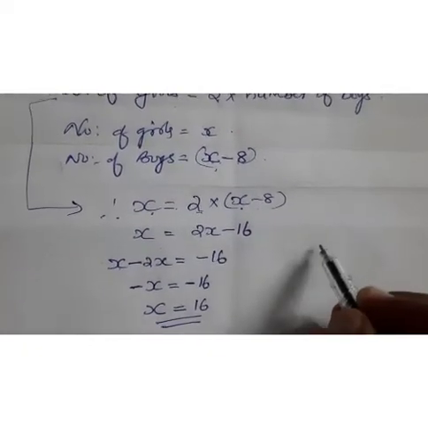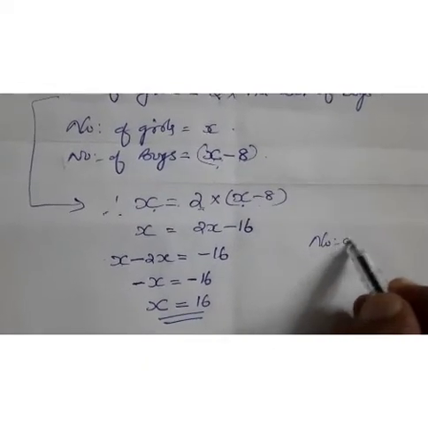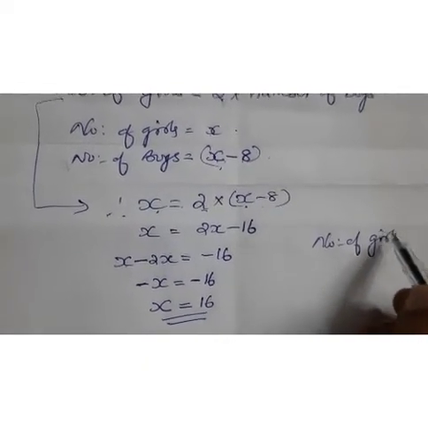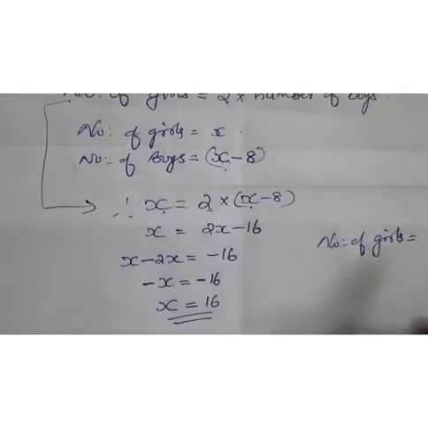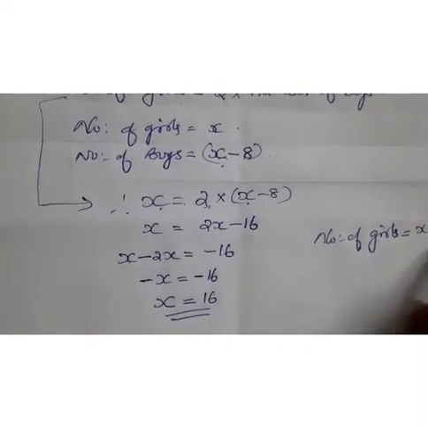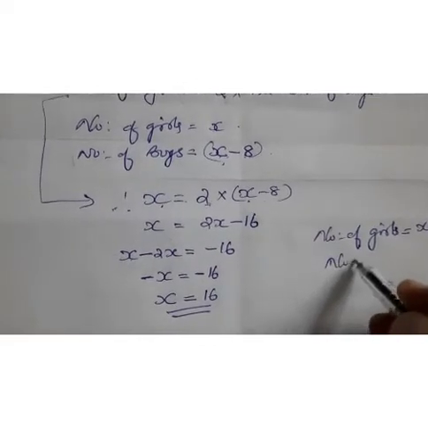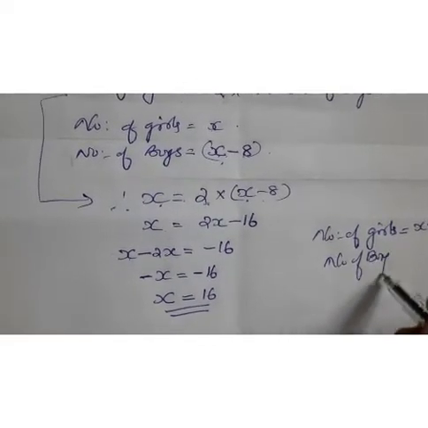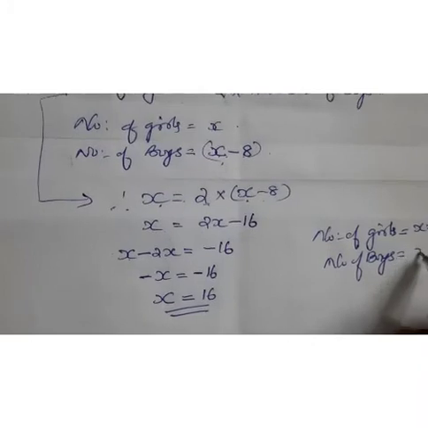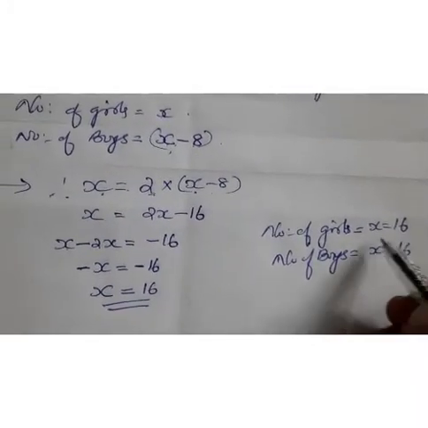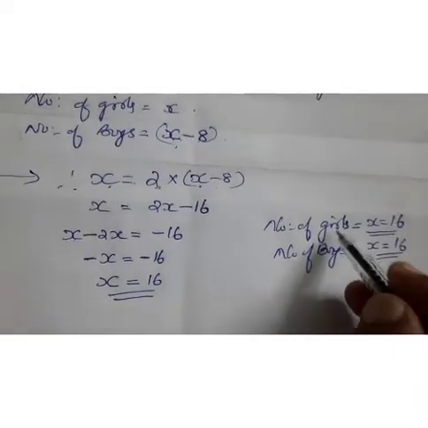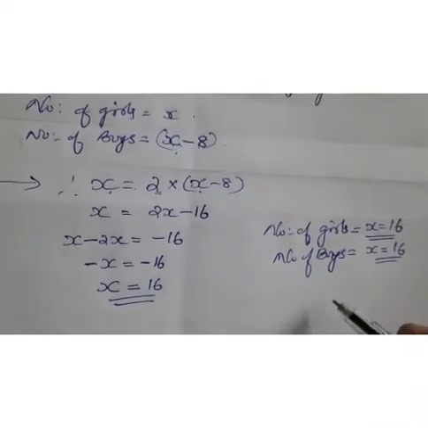So we can write the number of girls. How much is x? It is 16. And what about the number of boys? That is also the same, because the girls and boys have the same number. So both girls and boys have 16 in number.